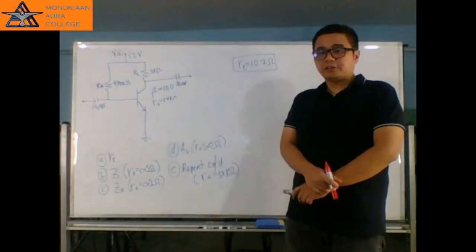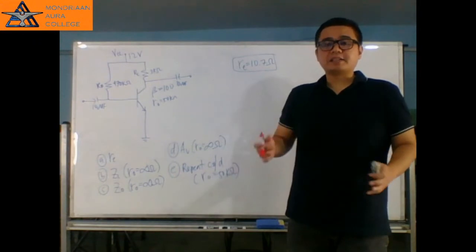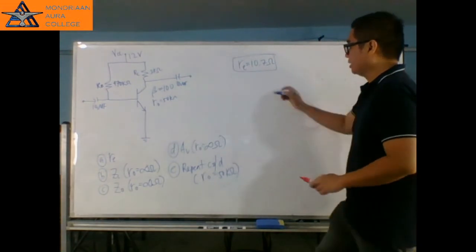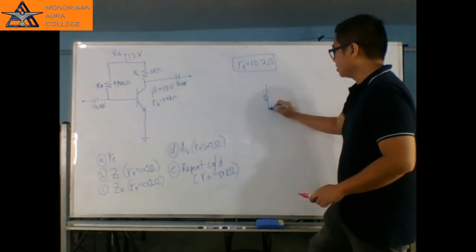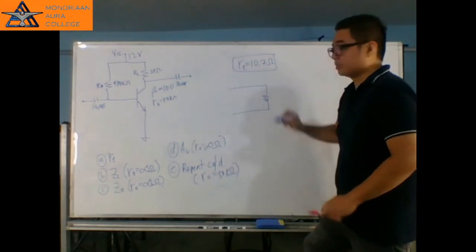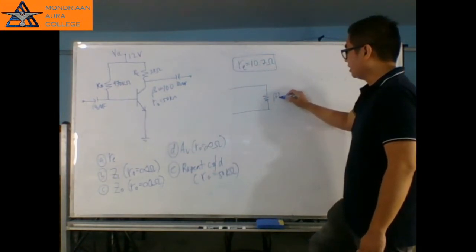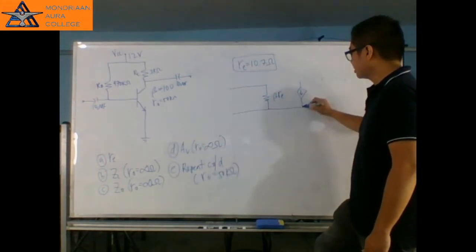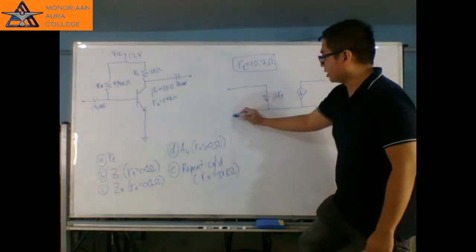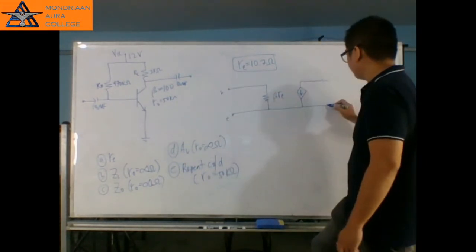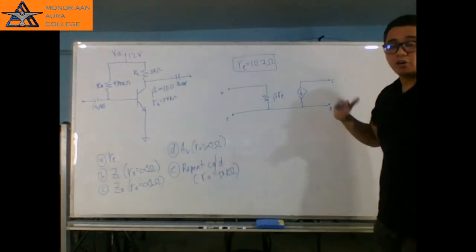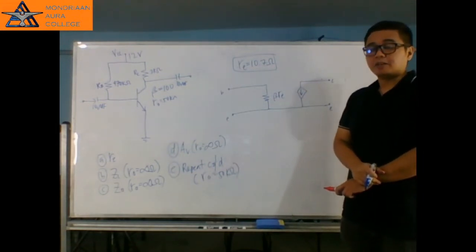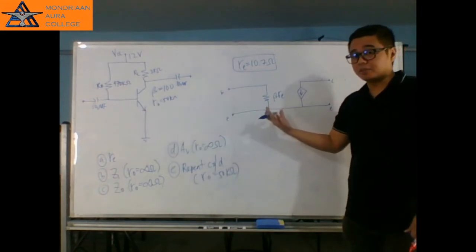Now that we have calculated the value of R sub E, the next step is to draw the R sub E model for our common emitter configuration. So we have the input resistance, which is dictated by beta times RE. So we have beta RE. And we have for the output side, the dependent current source. So this is your base. We have the emitter, and we have the collector. All of those are expressed in terms of small caps dahil AC parameters ang sinusolve natin dito. So this is the AC model then.